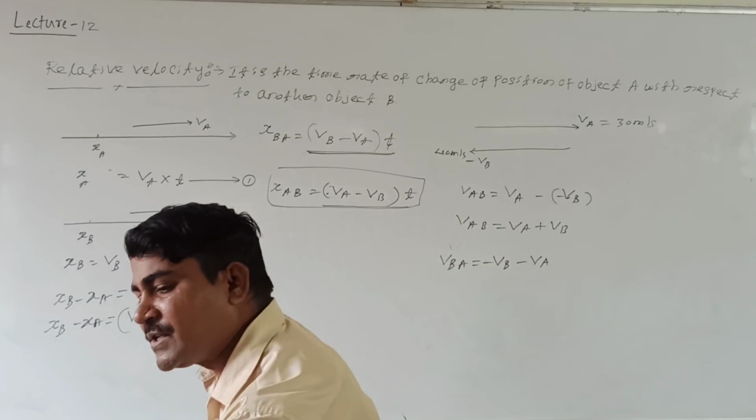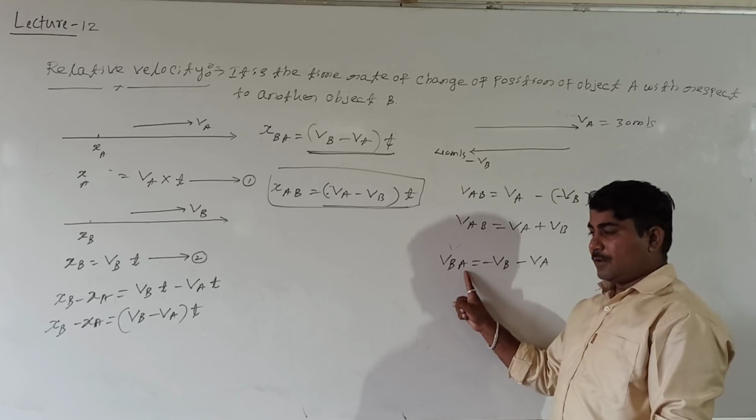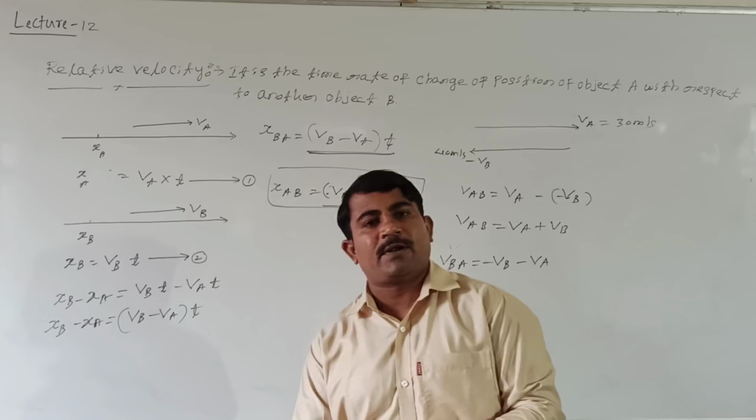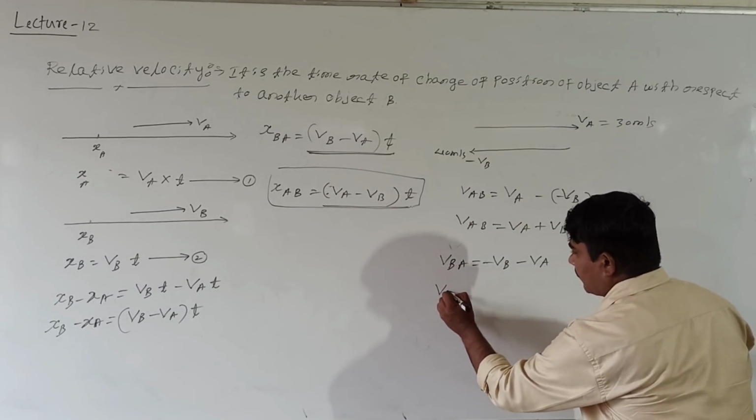Right. Now in this case, what is the meaning of this? The observer A sees the velocity of object B. Then what can you feel here? See here, VB I will take.